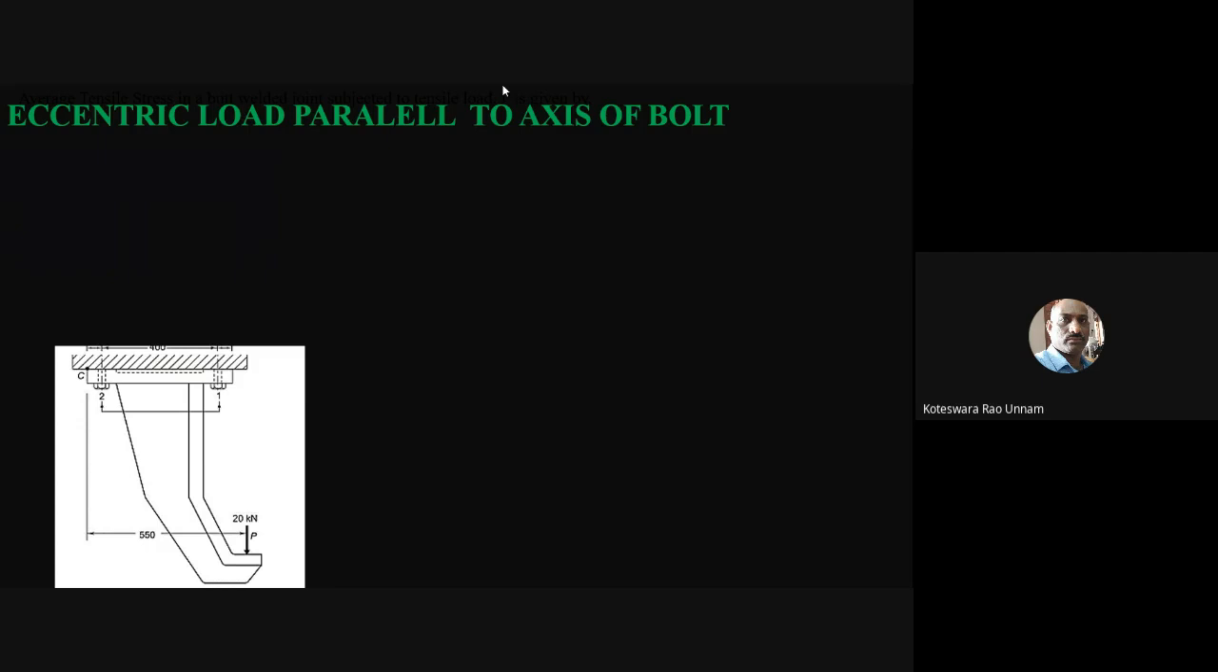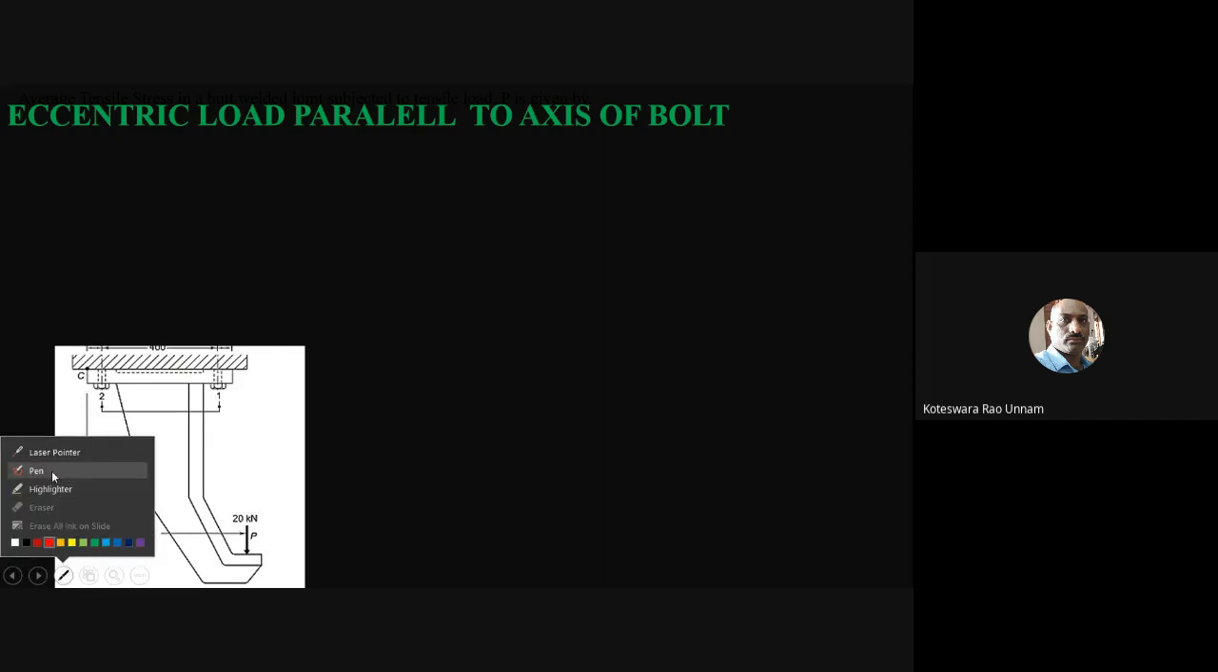which is in the plane perpendicular to the axis of the bolt, and also the load is parallel to the bolt axis. You can see in this diagram now. Here, this is the plane of the joint. So the plane of the joint is something like this, and this load is perpendicular to the plane of the joint, and also the load is perpendicular to the axis of the bolt.